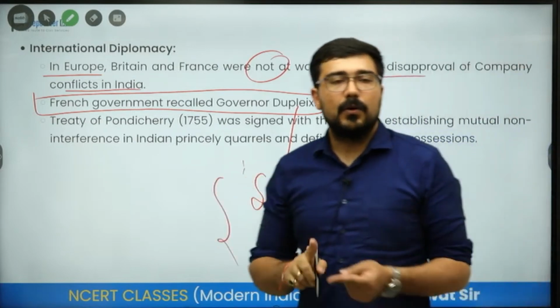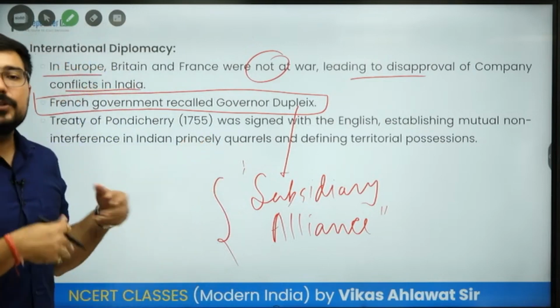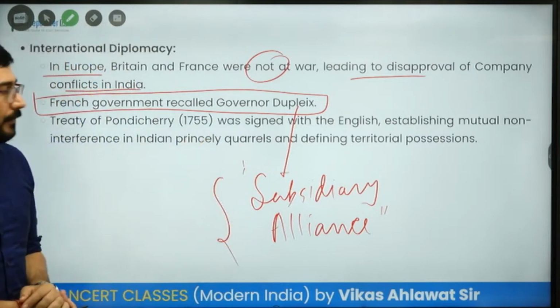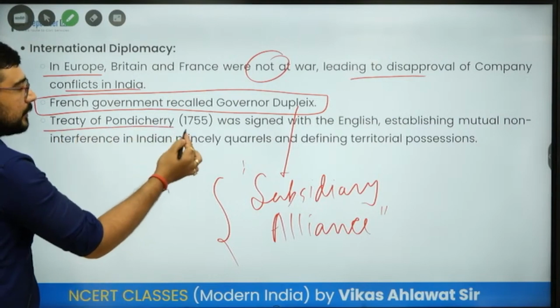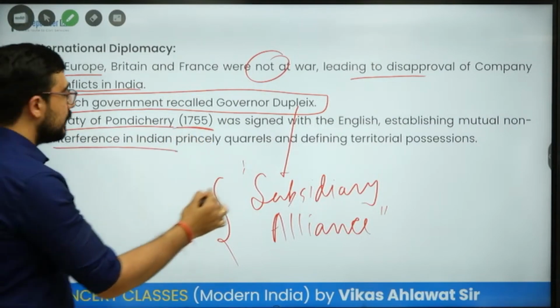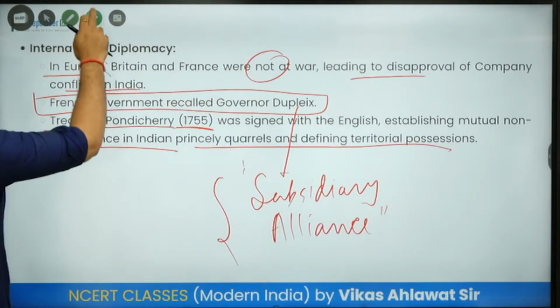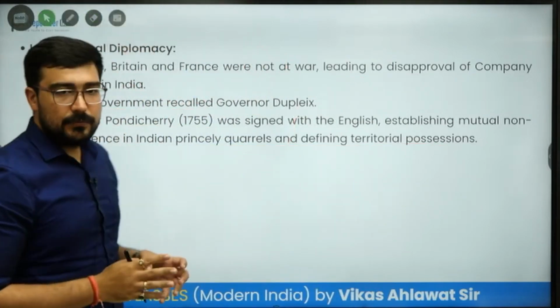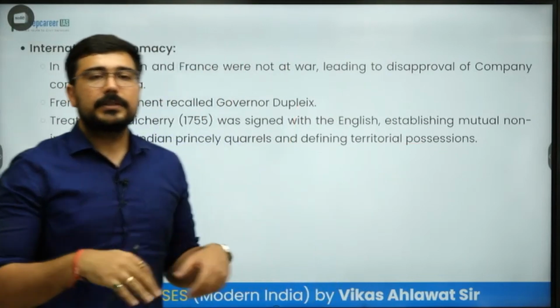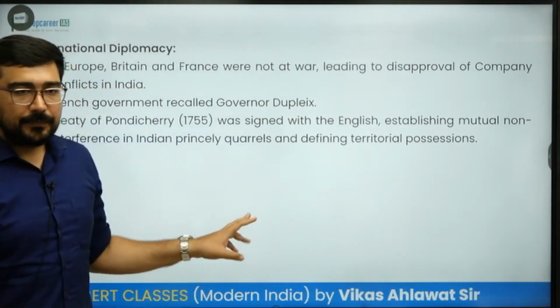He was fighting alongside Hyderabad as well as the Carnatic. He was the first one to venture into these kinds of initiatives. And this Treaty of Pondicherry was signed in 1755, establishing mutual non-interference in Indian princely quarrels and defining their territorial possessions. So whatever positiveness there was with the French, it was coming towards a draw by the end of the Second Carnatic War.